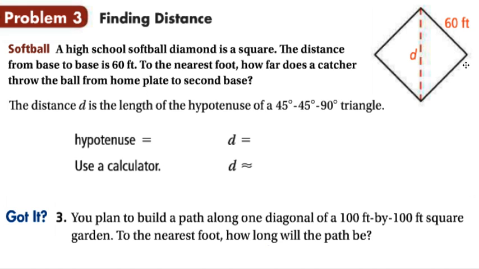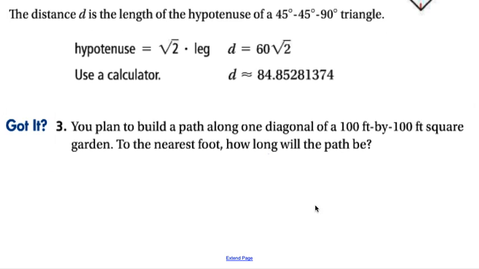Well, we do have an isosceles triangle, an isosceles right triangle here. D is the distance, or the length of the hypotenuse. So we're going to say that that's equal to the square root of 2 times the leg, which is 60, so 60 square roots of 2. Now this time we can go ahead and plug that in and get to the nearest tenth, and we get 84.85 with a bunch of decimals, and we would call that about 84.9, I suppose, would be the best estimation. 84.9 feet.